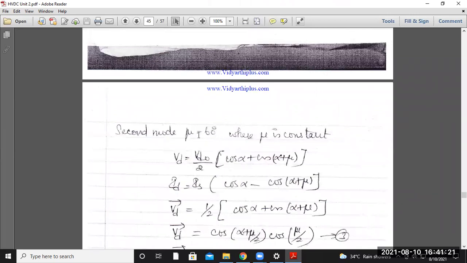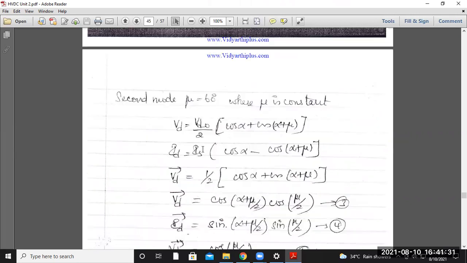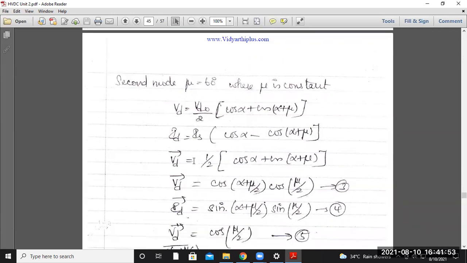The second mode is when mu is equal to 60 degrees, where mu is a constant value. So putting the value of mu, you will get VD equal to VD naught upon 2 into cos alpha plus mu. This is the equation for the direct DC link voltage. Here you can say ID equal to IS into cos alpha minus cos alpha plus mu. From there, you will get the actual value of VD in vector form.